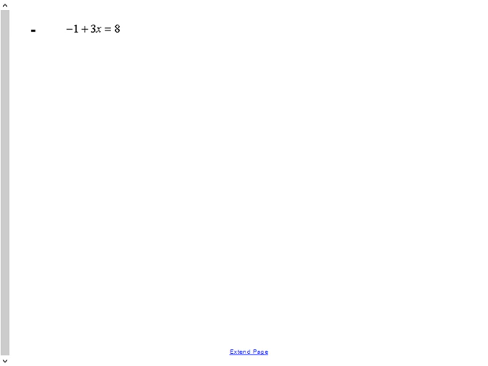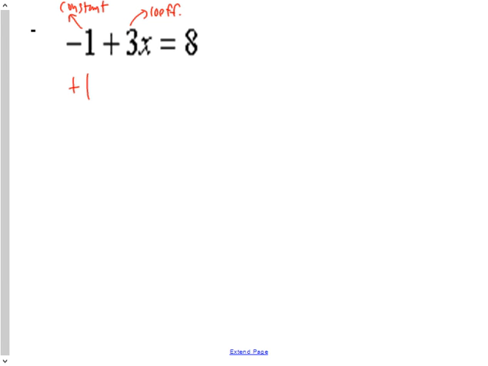Like this next question. If I ask you, what is the coefficient, what is the constant? If you know that negative 1 is the constant, and positive 3 is the coefficient, and you know you have to get rid of the constant first, then you know your first step is to add 1 to both sides.